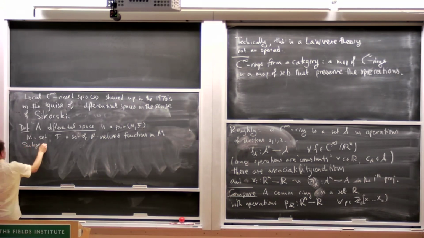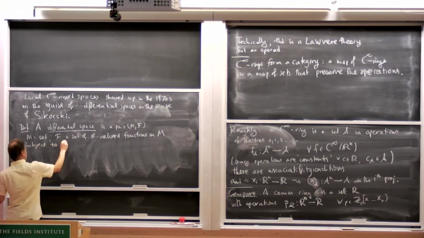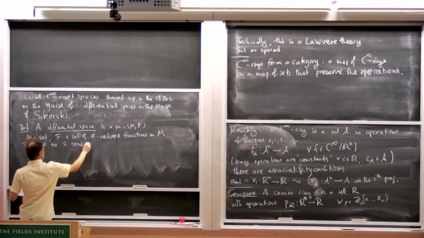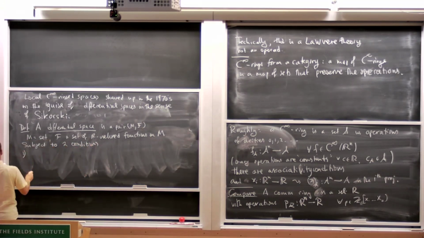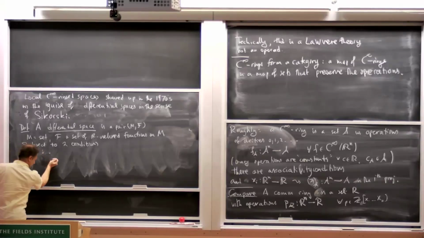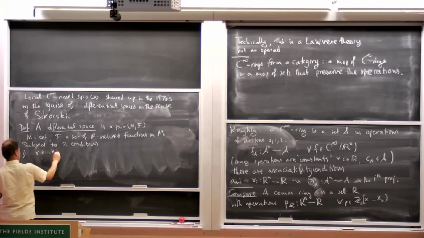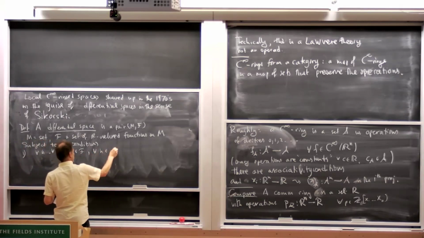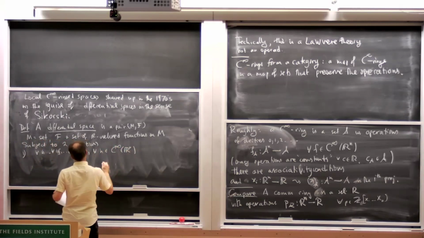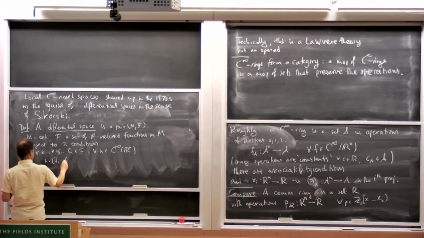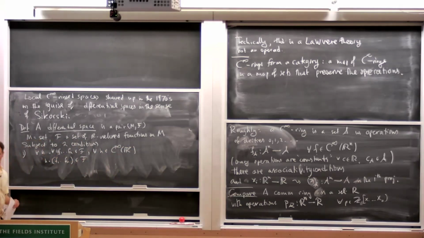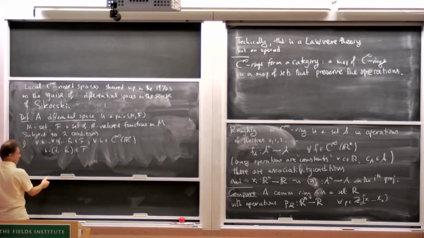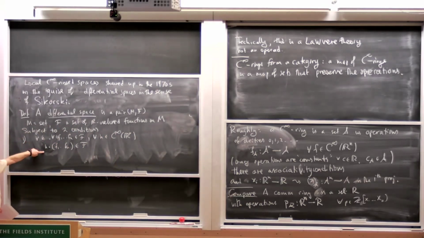Subjected to conditions. So one, for any n, basically you want this F to be a C infinity ring. So for any n, for any h, f1 through fn in F, and any h in C infinity of R^n, h composed with f1 through fn is back in F. So this just says that F is a C infinity ring with the operations defined this way.